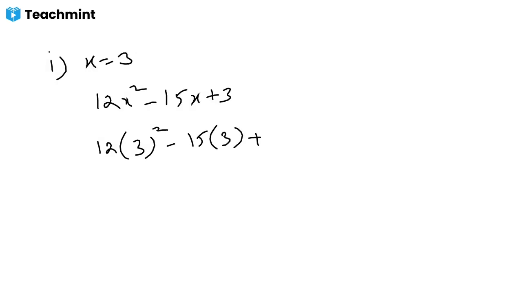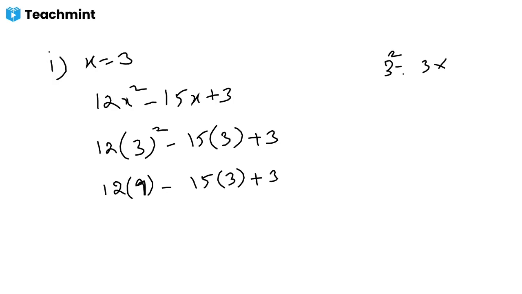Sir, 3 square means 6 will come, right? No, 3 square is 9. 3 into 3. Sir, 3 multiplied by 2? No. Anything square means that number has to be multiplied by itself. That 2 is the number of times you have to multiply. It represents the number of times the number has to be multiplied by itself. For example, if you have 3 power 4, which means we have to multiply 3 4 times.